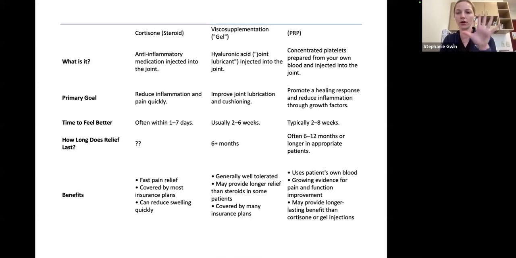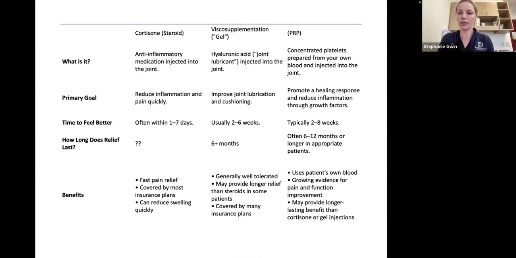So this table is targeted mostly at knee arthritis because it is one of the growing areas for PRP. And there are those 3 main injection options. So we're going to discuss the cortisone and the PRP because that can be in a lot of different body parts, and those are the main 2 injections. But the visco supplementation or the gel injections are mostly for the knee.